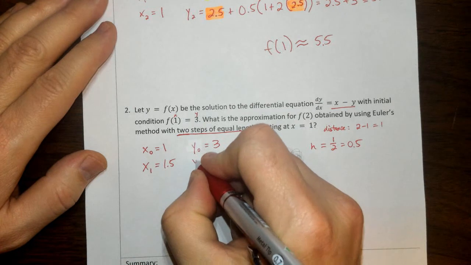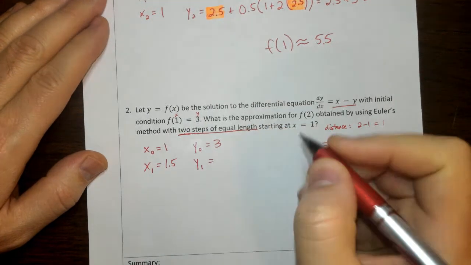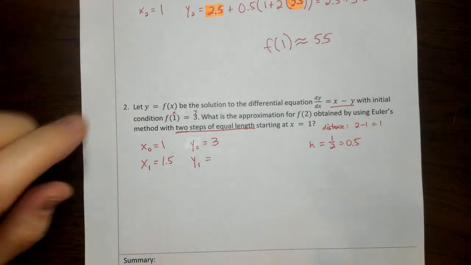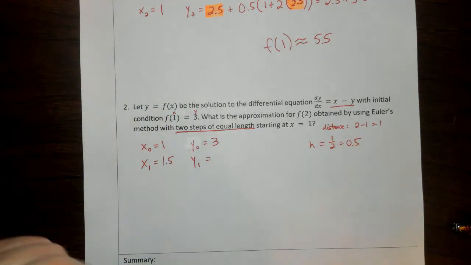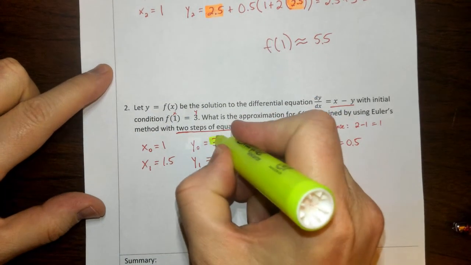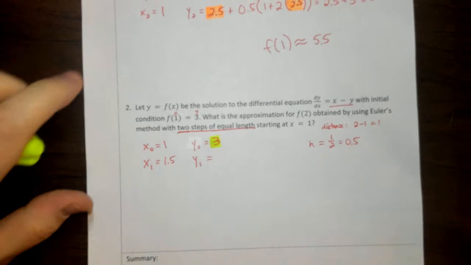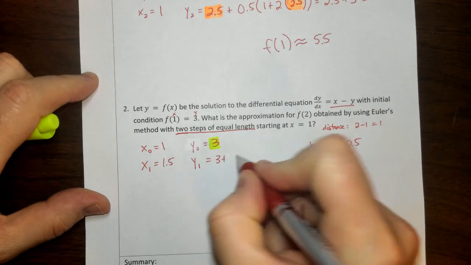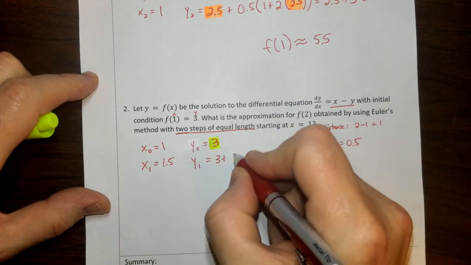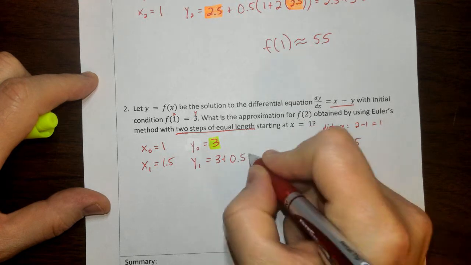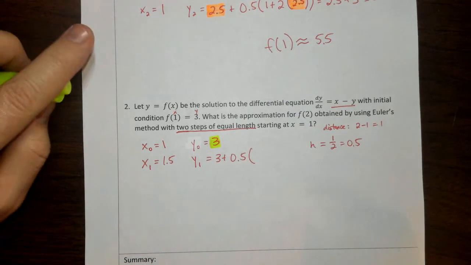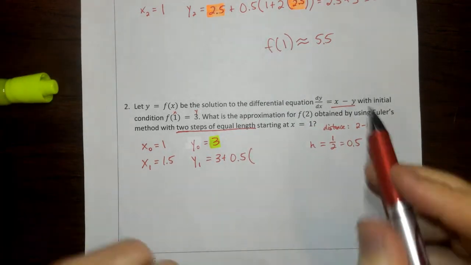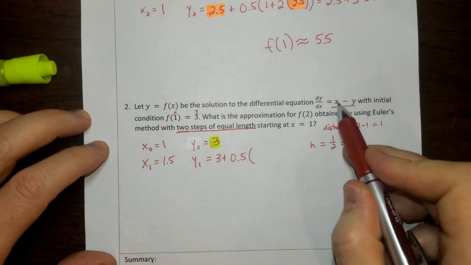And then for my new y value, we got our previous y value. We're going to start with this 3 right here. So it always starts from that previous y value plus our h, or our delta x, or our horizontal distance, times, and this time it's going to be this x minus y thing. This time it's x minus y.